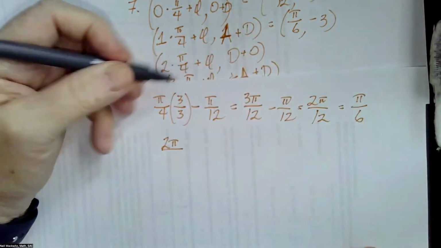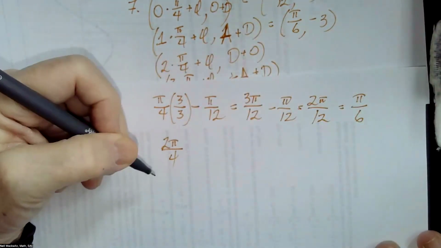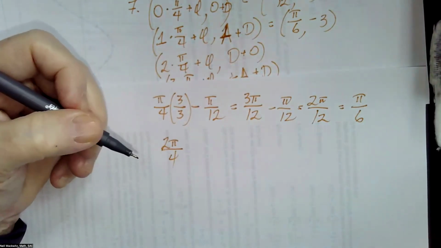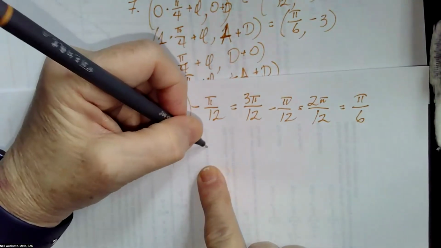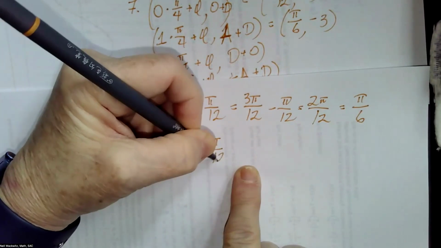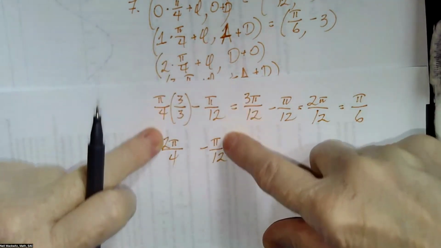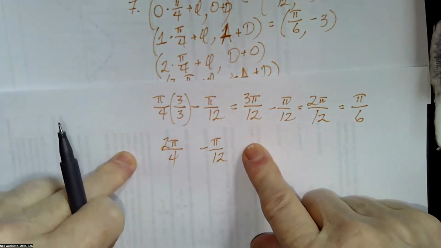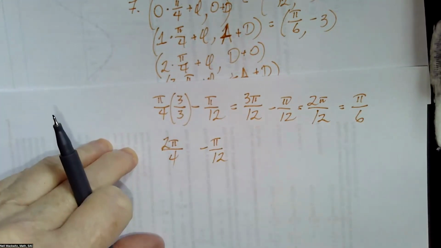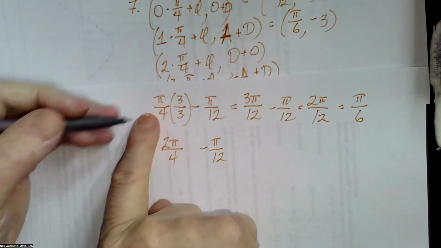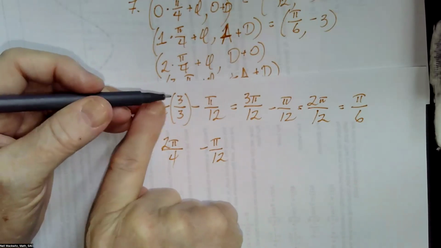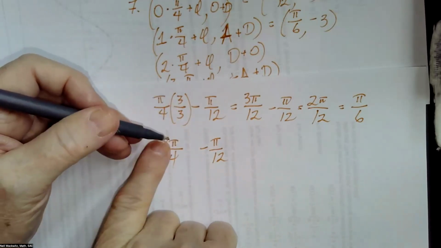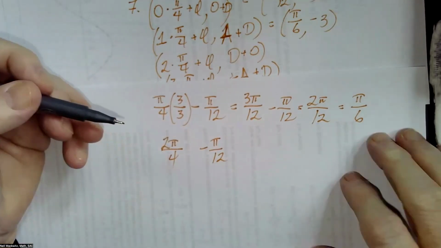I'm not going to reduce this 2 pi over 4 because I know I need to combine it with pi over 12. And anything I can do to make this process the same, I want to do it. So I was able to multiply pi over 4 by 3 over 3. Can I do the same thing with 2 pi over 4?